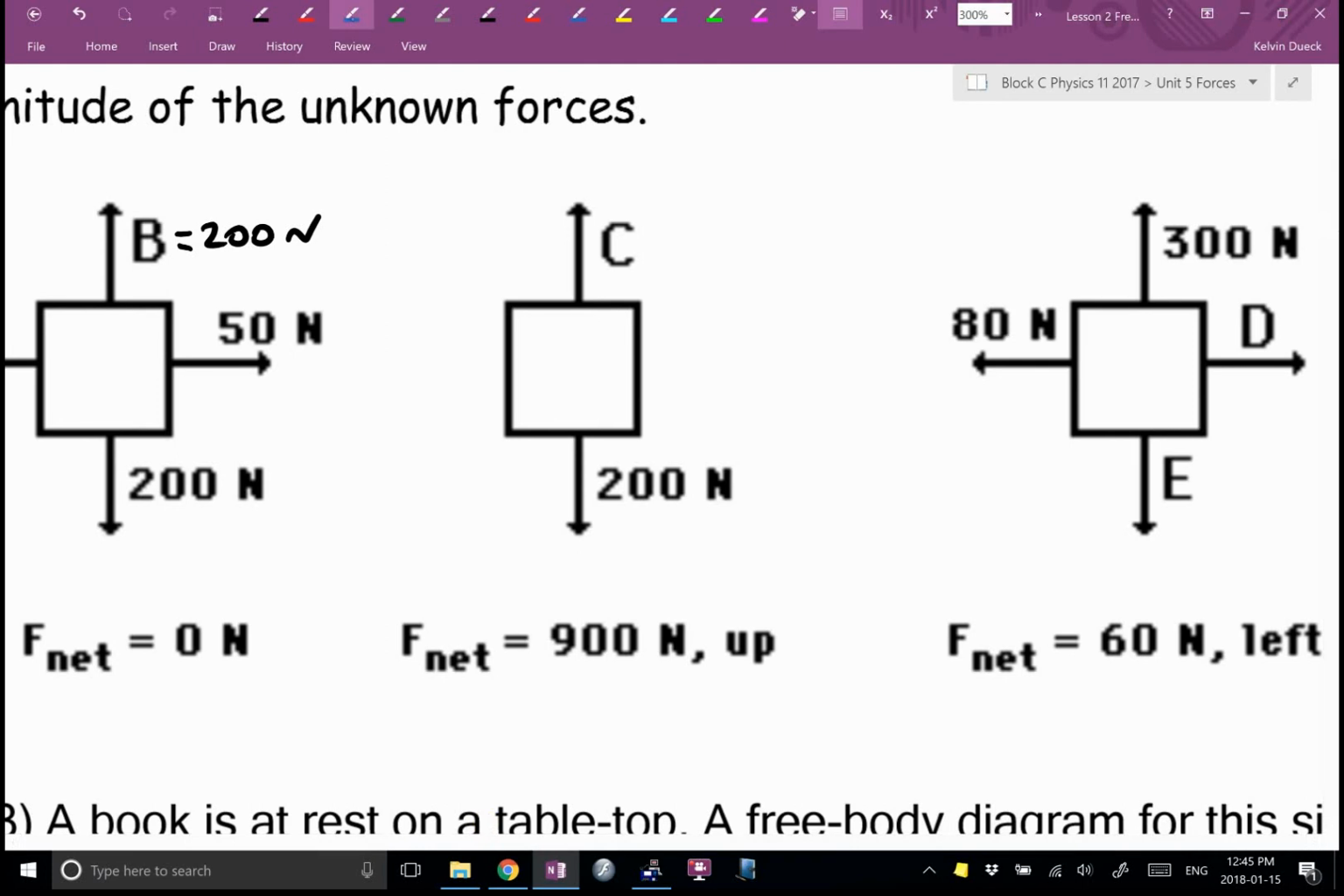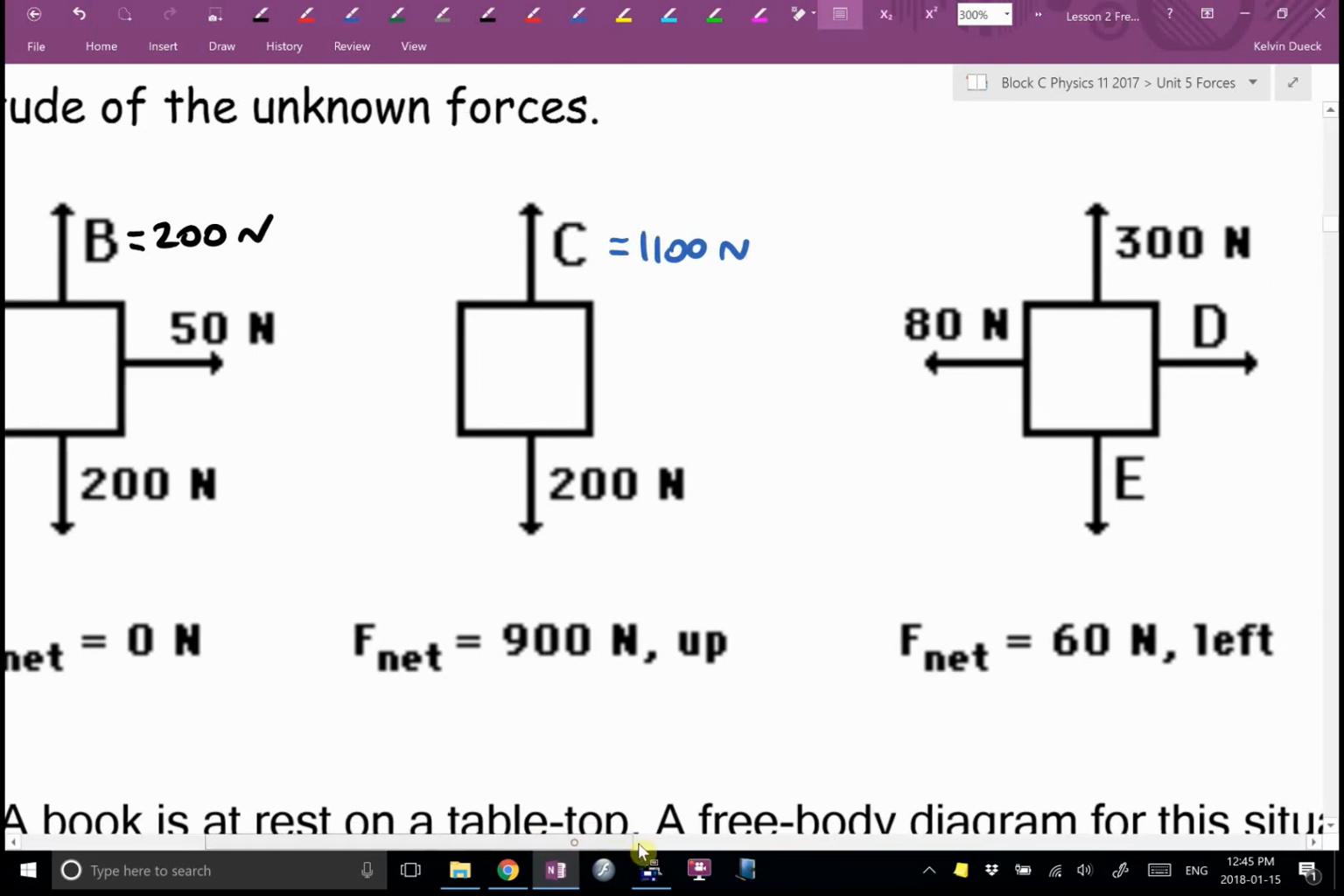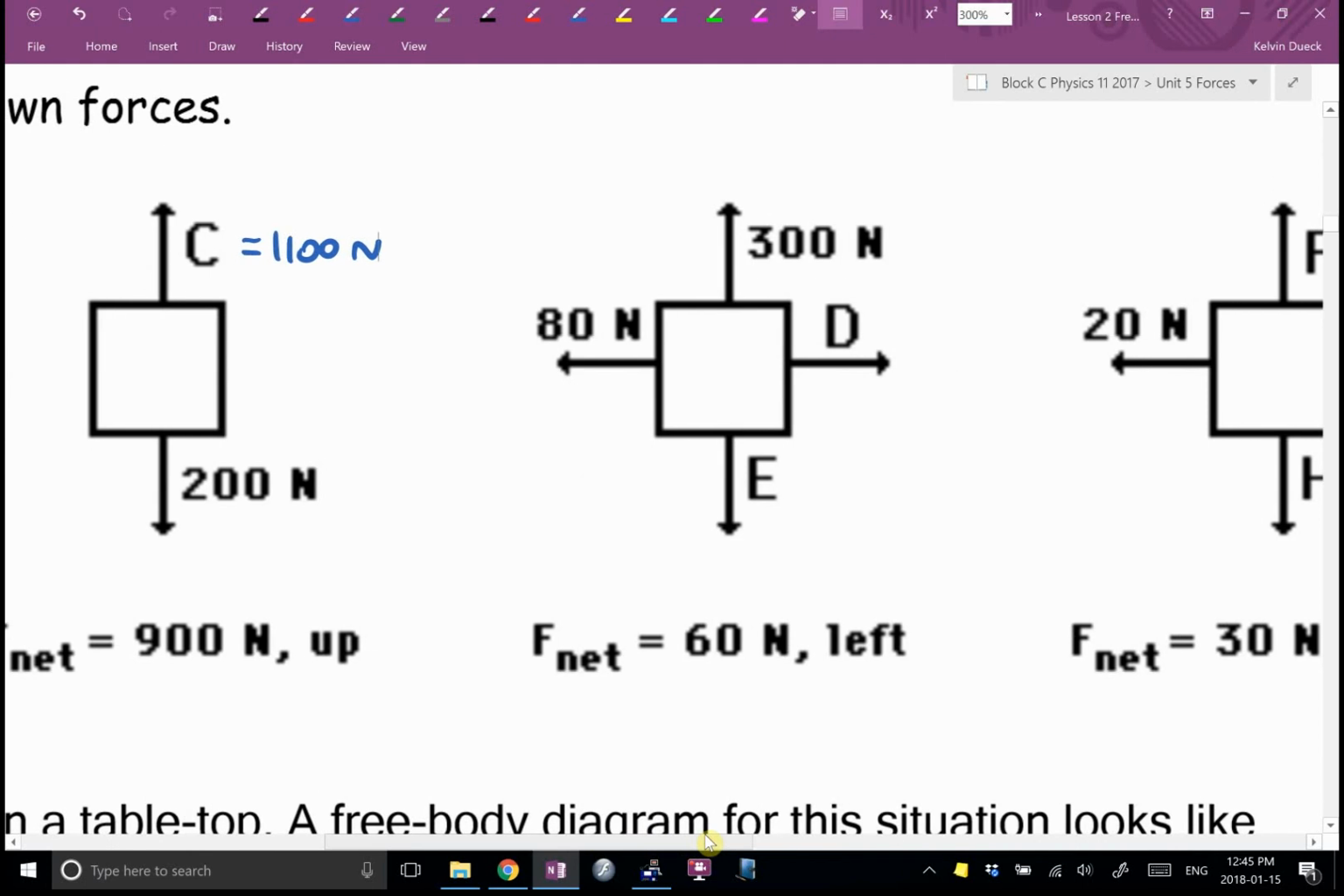Nick, what's the net force in the second diagram here? 900 up. So how big must force C be? 11. Yes! Good. Dylan, what's the net force in this diagram? So, how big must force D be? Yes. How big must force E be? Has to be, otherwise there would be a force up and down.